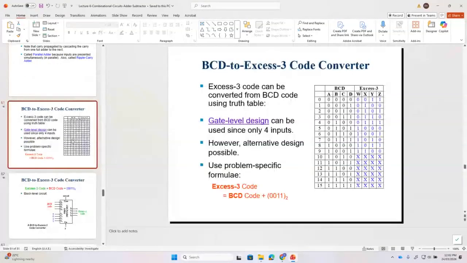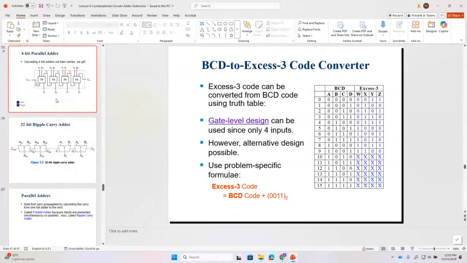Now what are we going to do? Actually, now we want to design. Please remember, we designed a BCD to XS3 code converter. Now can you see here? This is called the block level design approach.